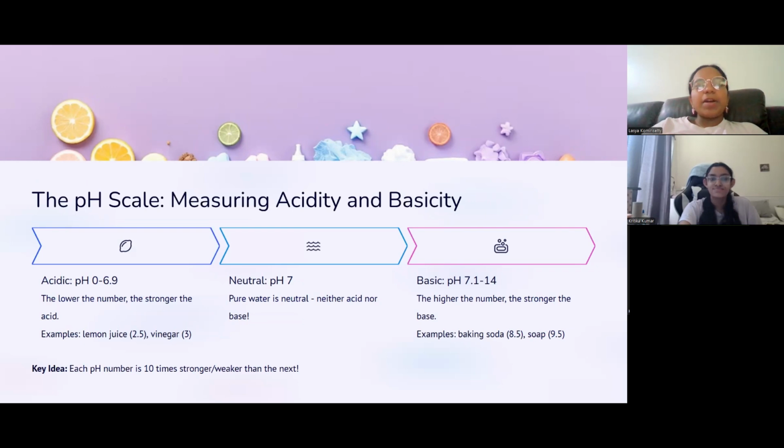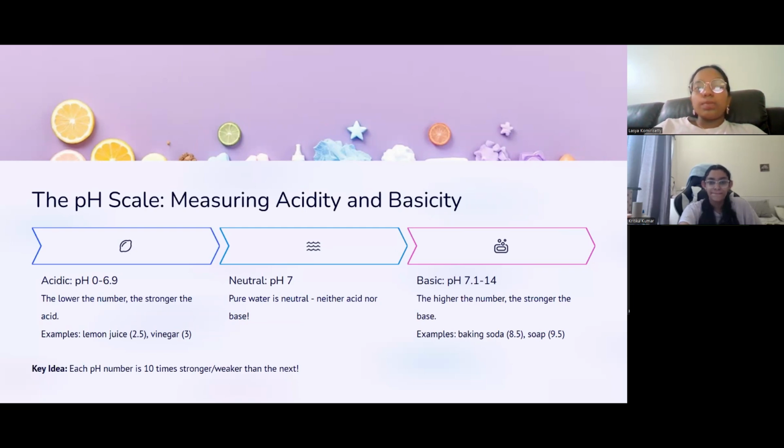Now let's talk about the pH scale, measuring acidity and basicity. Acidic is from the pH of 0 to 6.9. So anything in this range is known to be acidic. The lower the number, the stronger the acid, like we said before. Examples are lemon juice, which has a pH of 2.5, and vinegar, which has a pH of 3.